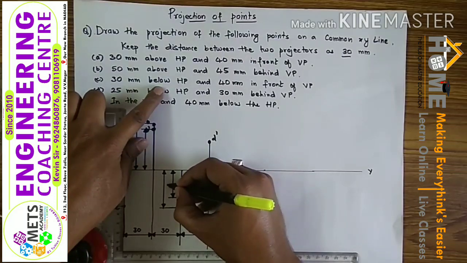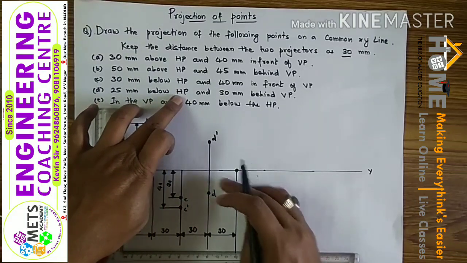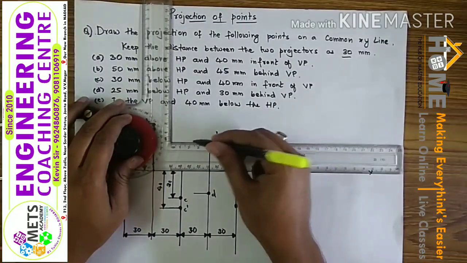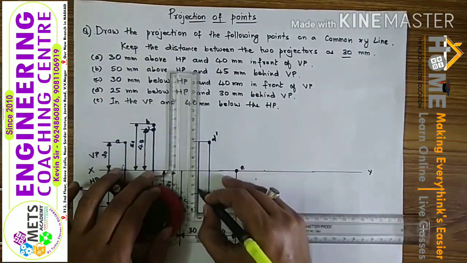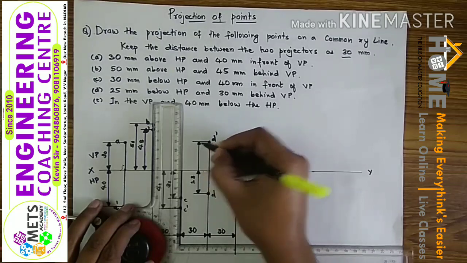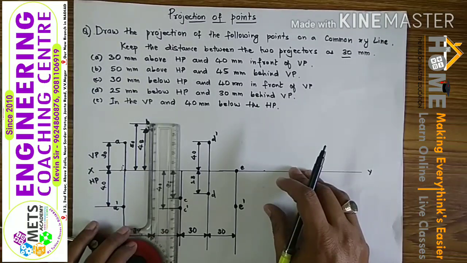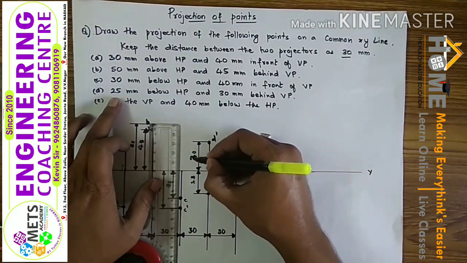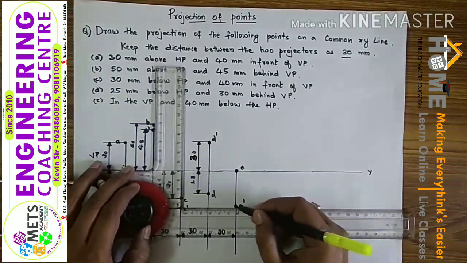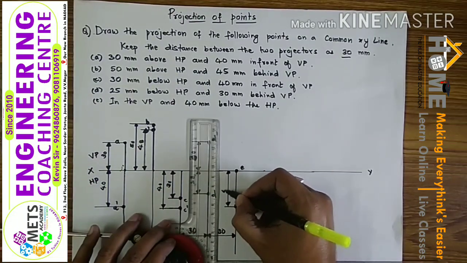30 mm below HP, this is 30 mm and 40 mm. Then 25 mm below HP, this is the D point. This is 25 mm and this is 30 mm. In the VP, no need to draw. And 40 mm below HP means from E to E dash, that is 40 mm. Show the dimensions.